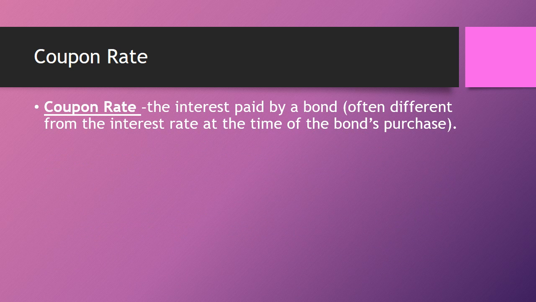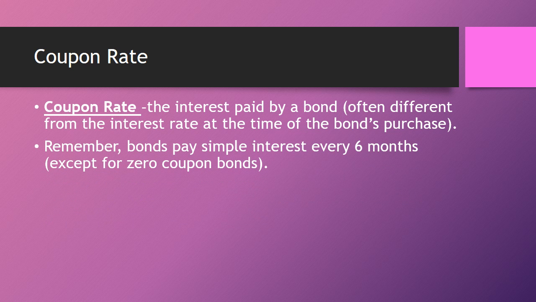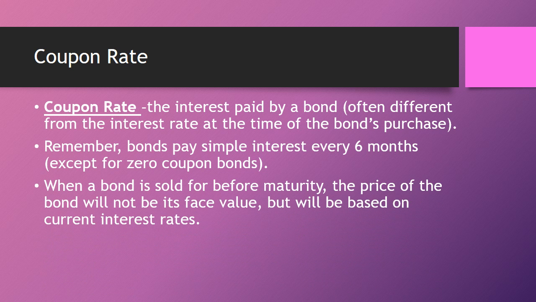All right, a coupon rate is the interest paid by a bond, and it's not always the same. In fact, it's often different from the interest rate at the time of the bond's purchase. And remember that bonds do pay simple interest every 6 months except for zero coupon bonds. So when a bond is sold before maturity, which does happen frequently, the price of the bond is not going to be its face value.